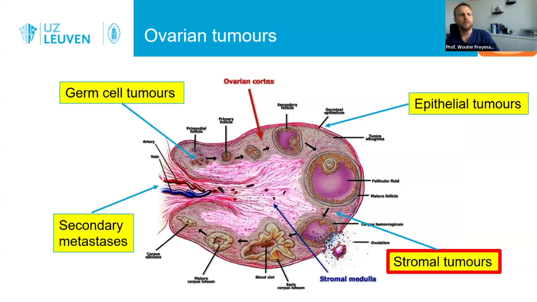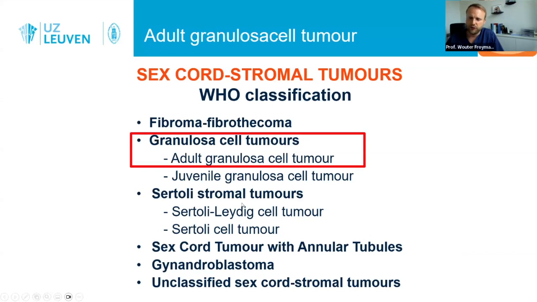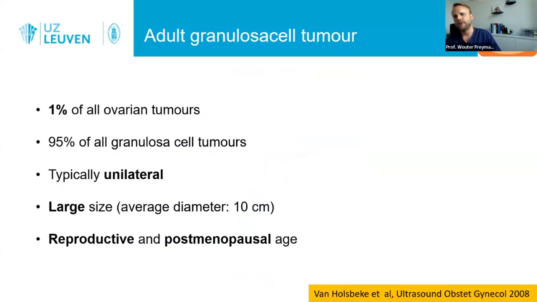Which other ovarian tumors are the cause of abnormal bleeding? So we talked about epithelial tumors, serous tumors, tubal cancers, endometrioid tumors. Now we move to the stromal tumors. So we have stromal tumors that are causing abnormal bleeding. So this is the classification of the sex cord stromal tumors. And I will focus on the Sertoli-Leydig cell group of tumors and the granulosa cell tumors.